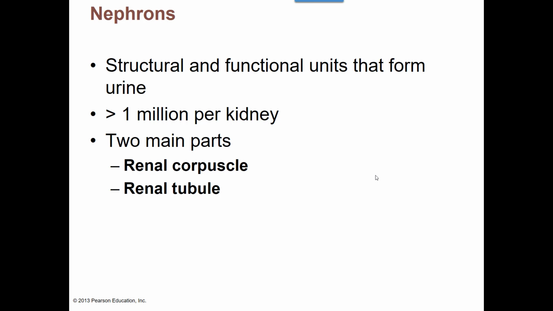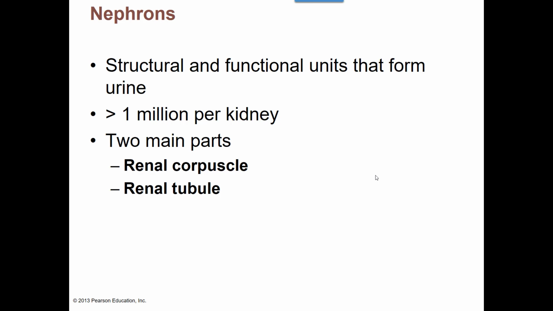And the nephrons are split up into 2 main parts. There's a renal corpuscle, which I'll talk about first on my next slide, and there's a renal tubule. It looks like a big, huge, long tube. So we're first going to look at the renal corpuscle, the first part of the nephron.